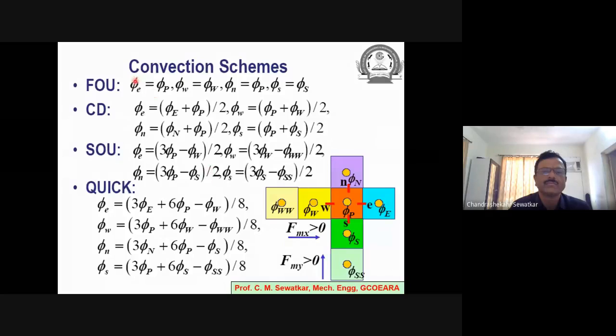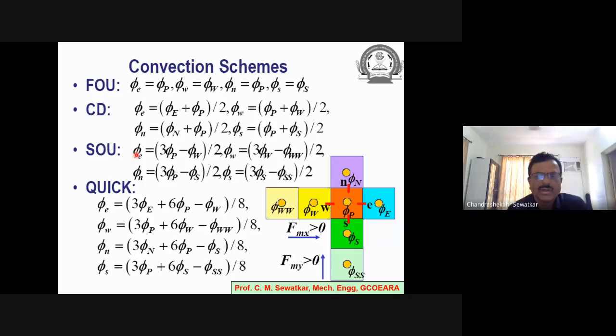For example, if I take the FOU convection scheme, my phi e will be phi P. Phi w will be phi capital W. Phi n will be phi P. And phi small s will be phi S. That's written here. For central difference convection scheme, phi e will be phi P plus phi E divided by 2. Phi w will be phi capital W plus phi capital P divided by 2. Phi n will be phi N plus phi P divided by 2. For phi s, it will be phi P plus phi S divided by 2. These expressions are written here.